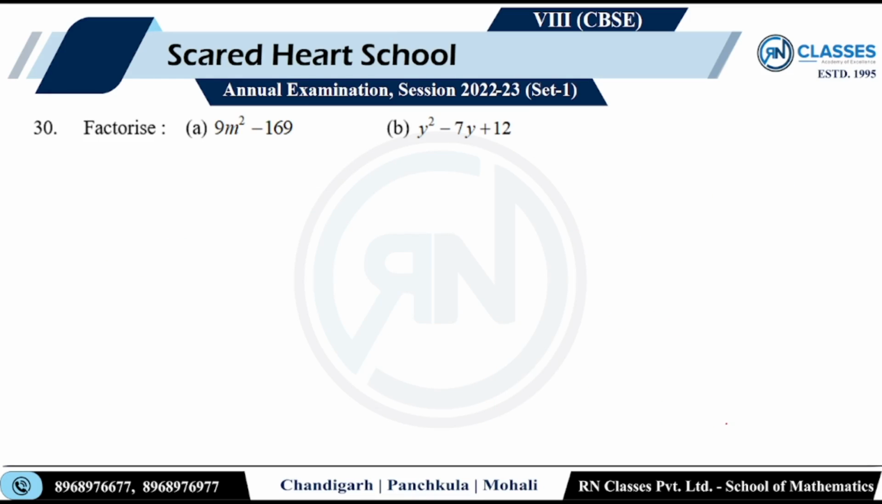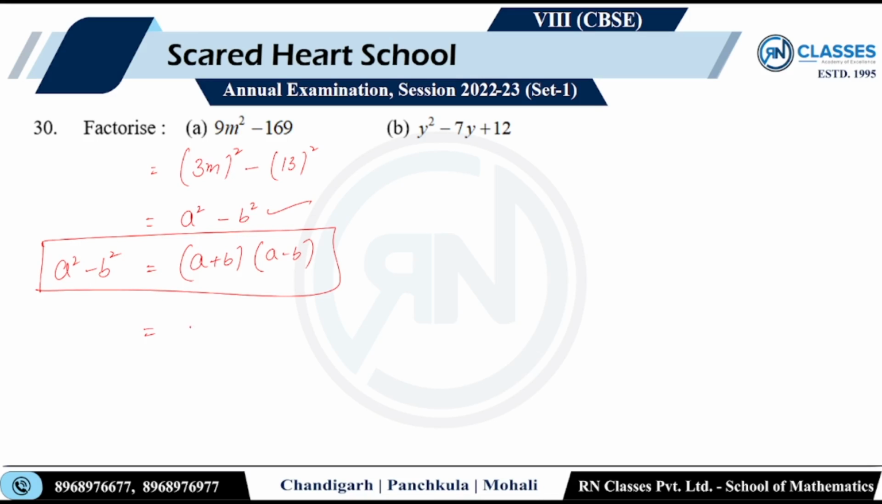Next one. Factorize. Part A and part B. 9m square minus 169. Okay, so it can be written as 3m ka whole square minus 13 ka square. So this would be a square minus b square. So a square minus b square को मैं क्या लिख सकता हूं? Right? A square minus b square को मैं लिख सकता हूं a plus b into a minus b. Right? ये आइडेंटिटी मैं यूज कर सकता हूं. So using this identity, मैं इसको लिख सकता हूं 3m plus 13 and 3m minus 13.